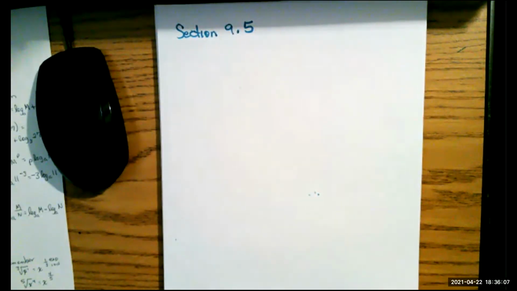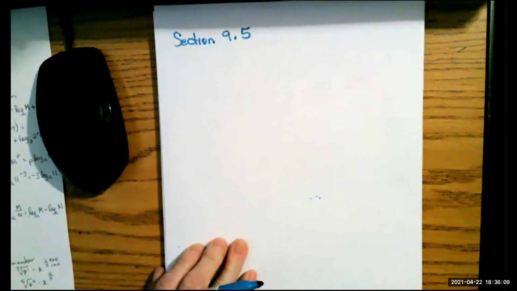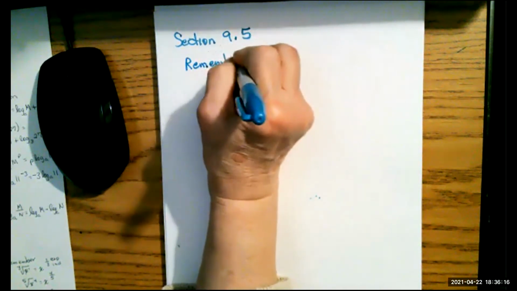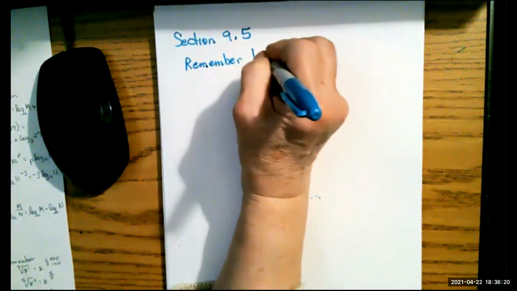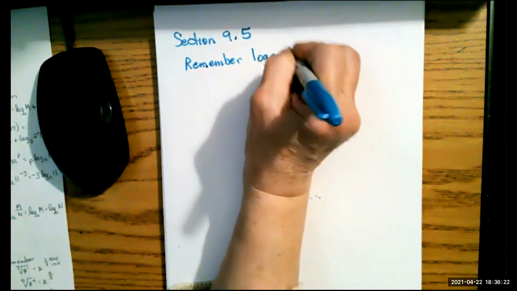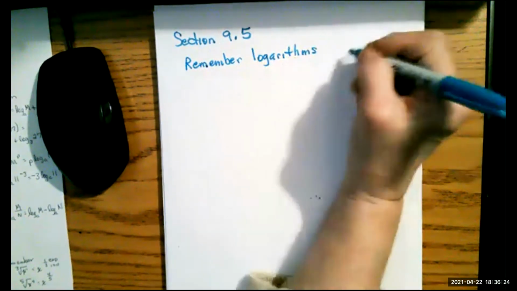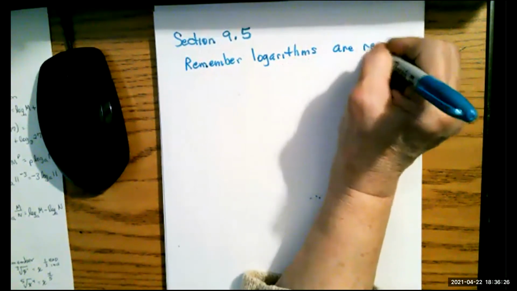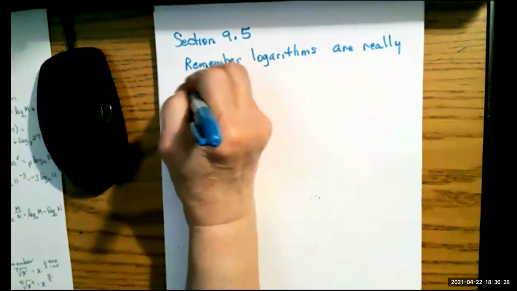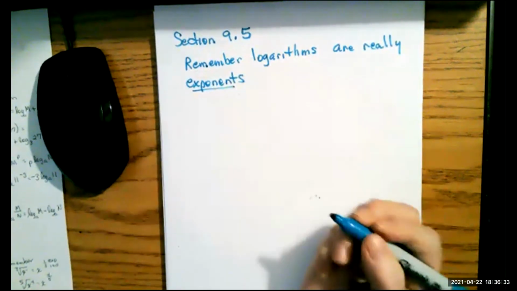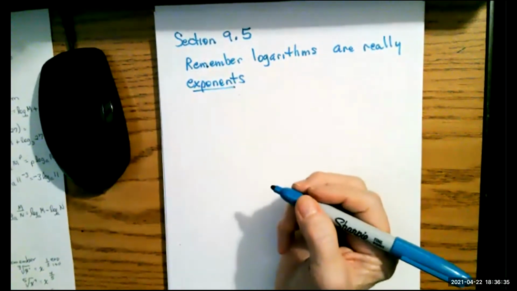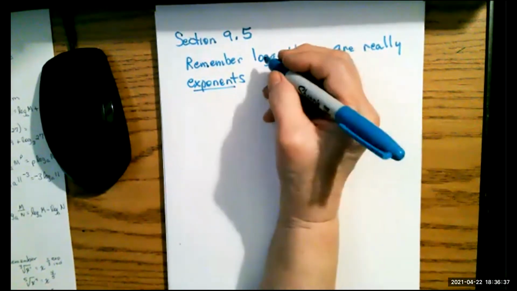Okay. Any other questions? All right. So I'm going to write a note. I want you to write it down. Remember that logarithms are really exponents. So you're always looking for that little exponent to put it equal to the logarithm. That's what they are.